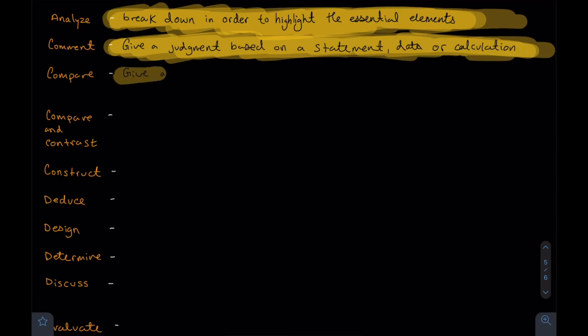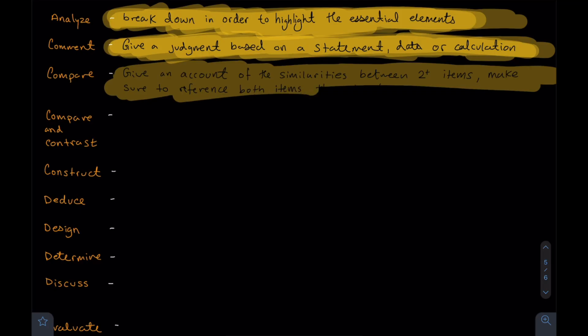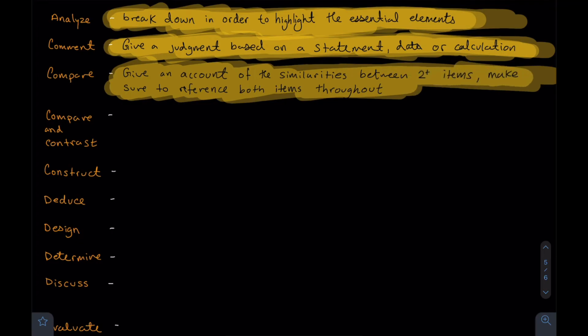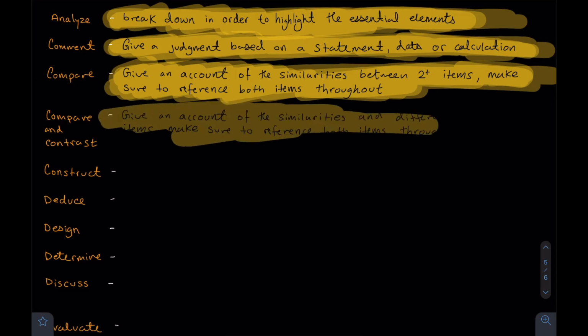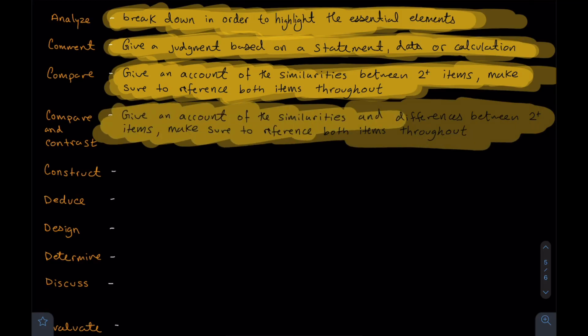Now, a common command term is to compare. This is when you give an account of the similarities between two items. And make sure to make constant references to both items throughout your response. This will get you maximum points. Similarly, if you're asked to compare and contrast, you must give an account of the similarities and differences between two or more items. Again, making sure to reference both concepts throughout your response. Examiners really want to see you comparing and contrasting both items throughout your response.